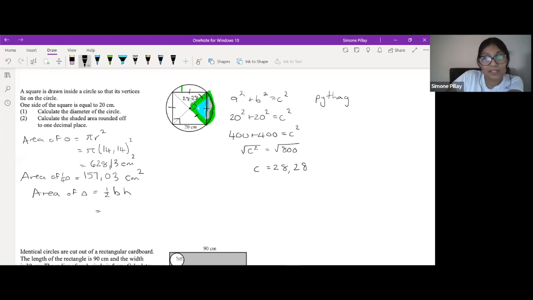So I'm going to use this side over here as my base, and that's going to be half of 14,14. And my height is going to be the height up here. Do you agree with me? 14,14, ma'am. Give me your answer quickly.